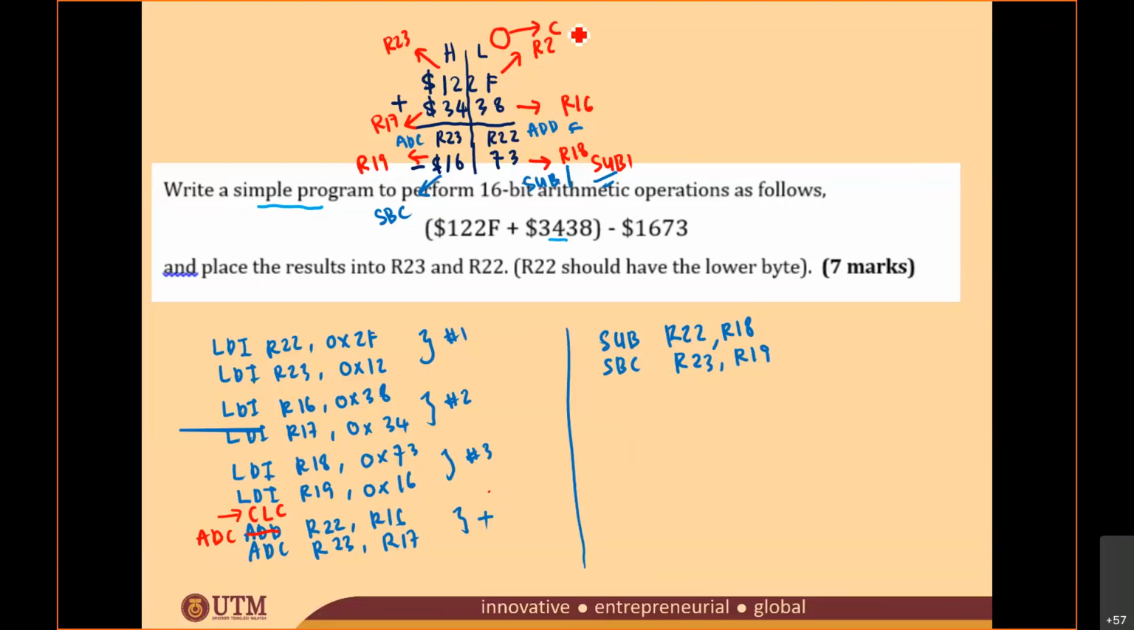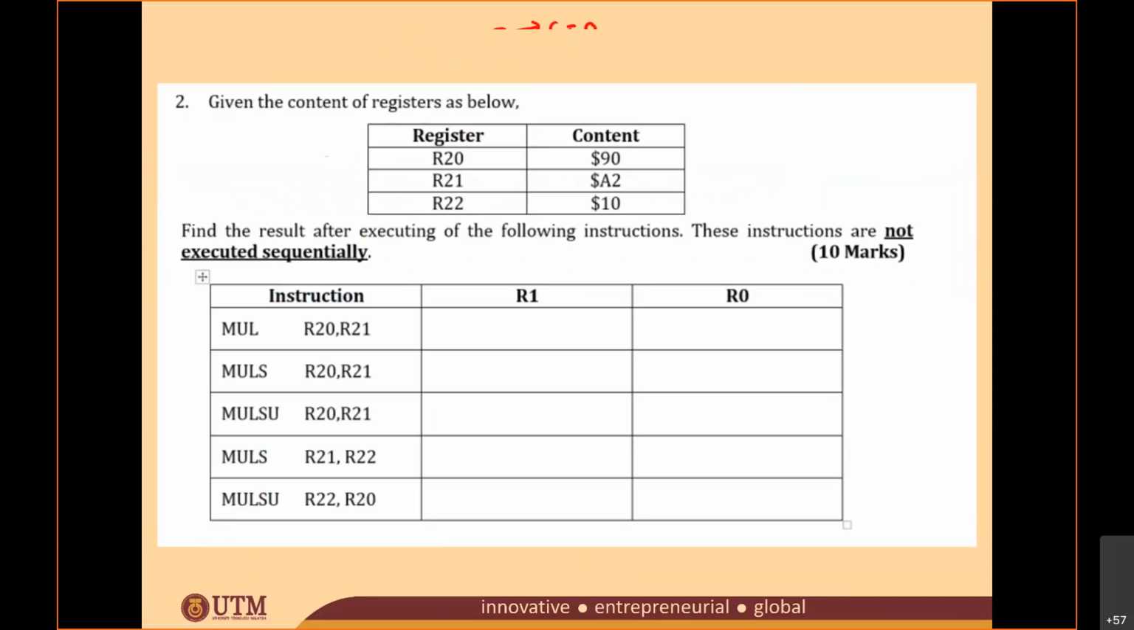This is your carry. The first carry is 0. That's why I need to clear my carry, because somehow, who knows, at the top here you may have C equal to 1. If you don't clear your carry here, the carry will be included in this instruction, which is wrong. So that's why we need to put CLC. After that, you can use the ADC. Any other question? Any other questions?